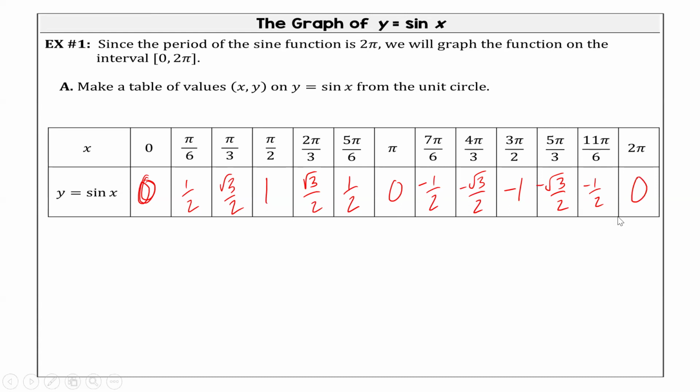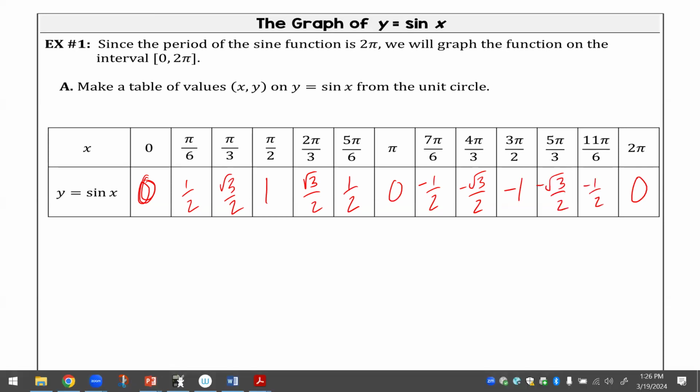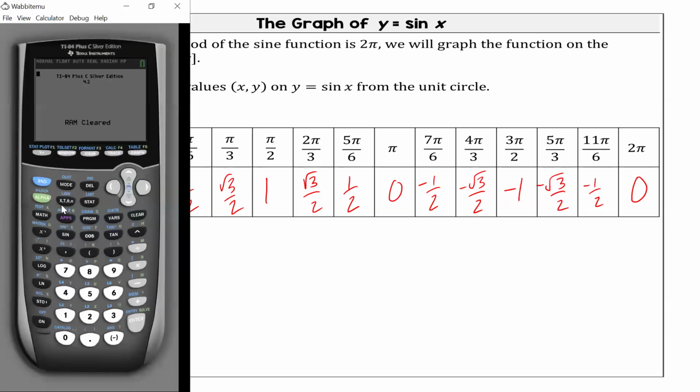Okay, so we pulled all of our sine values. Now we're going to look at this on a graph. So we're going to go to our handy dandy graph calculator. All right, I'm going to go ahead and put in my sine function. My sine parent function is y equals sine x. We're going to put in y equals sine x.